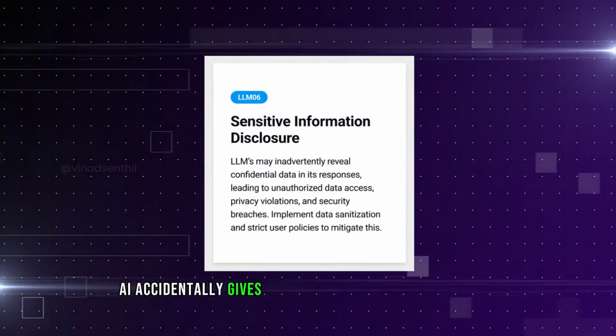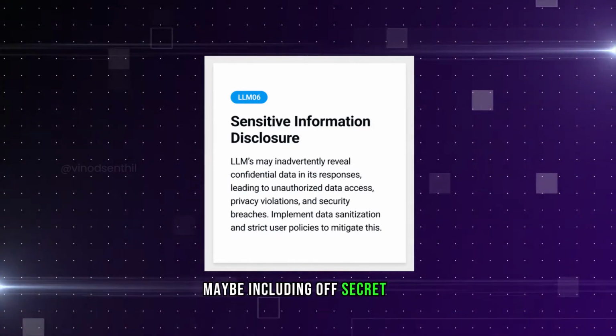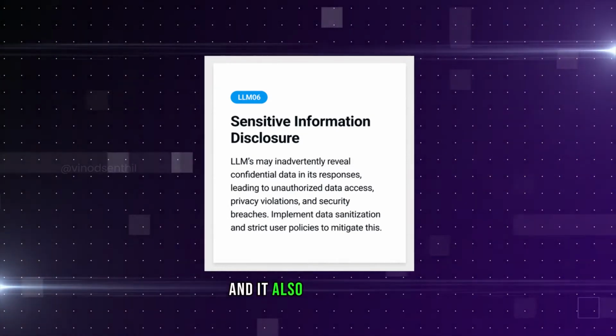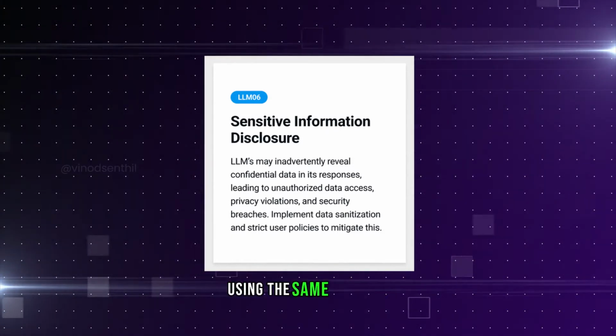6. Sensitive information disclosure. AI accidentally gives out private or secret information, maybe including secret keys, app passwords, app configuration details, etc. And it also can be even the chat details of another user using the same chatbot.